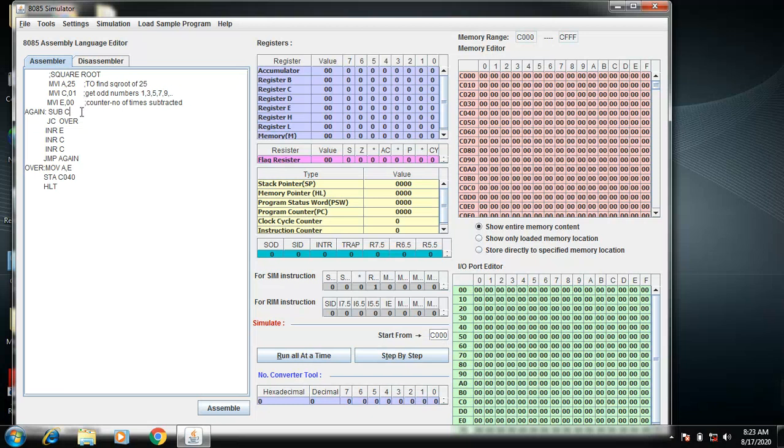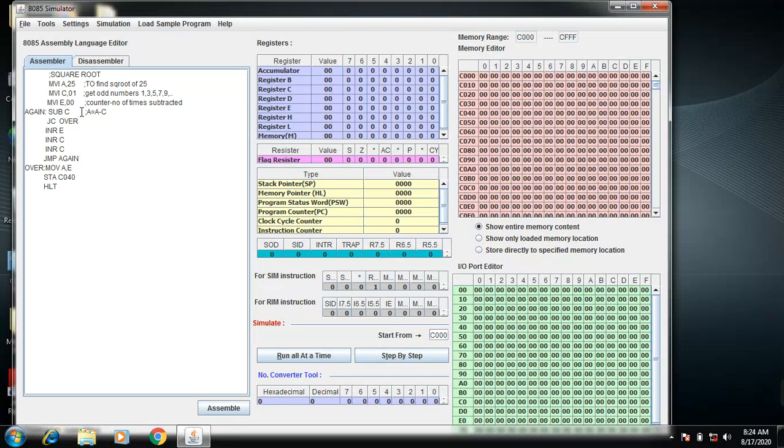Next, SUB C. Subtract C means A equals A minus C: the content of the accumulator is subtracted by the content of C, that is, the odd number.